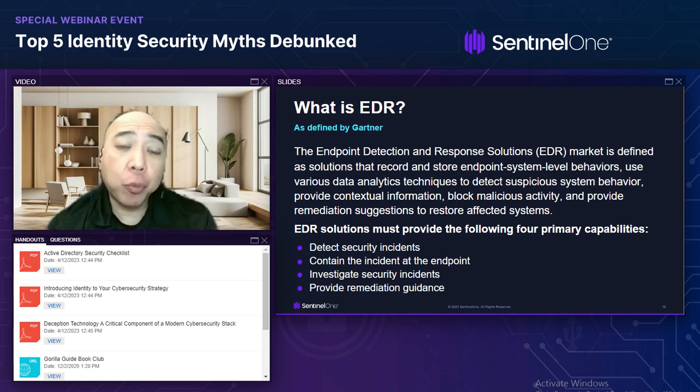So based on that definition, there are four primary capabilities. You're going to detect a security incident. You're going to contain the security incident at the endpoint. You're going to investigate it, and that's what that analysis and detection is about. And you're going to provide remediation guidance, whether you can do rollback or it tells you how to get things back, restore from a shadow copy or something.